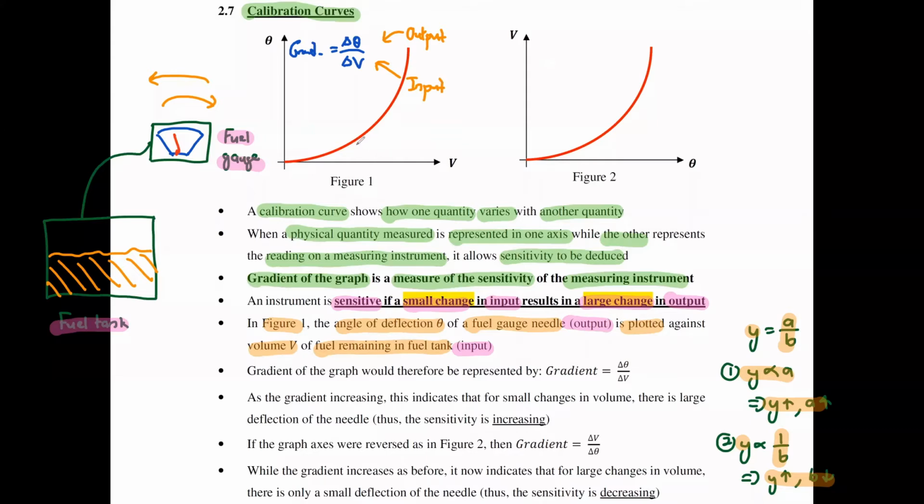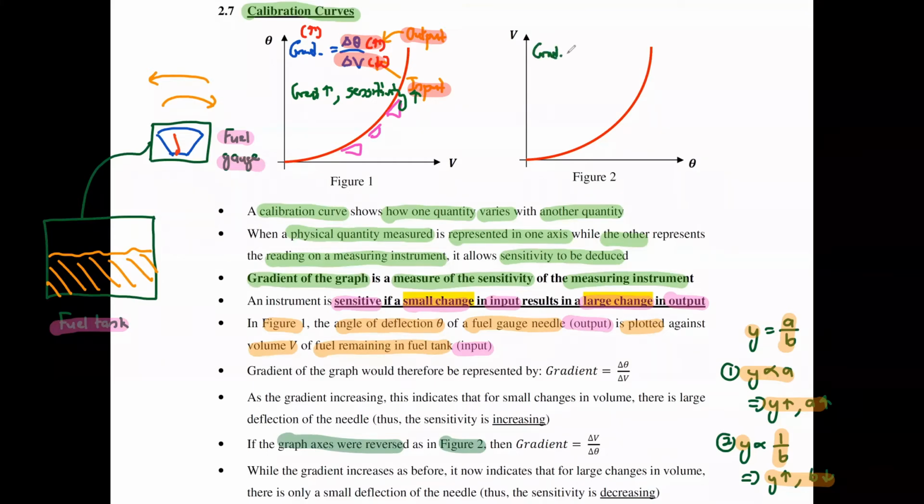Looking at the graph right now, we see that the gradient is increasing. An increasing gradient causes a large change in the angle, but a small change in the volume. We have a case where a small change in volume results in a large change in the angle. In other words, a small change in input results in a large change in the output. Therefore, we can say that as the gradient of the graph increases, the sensitivity increases.